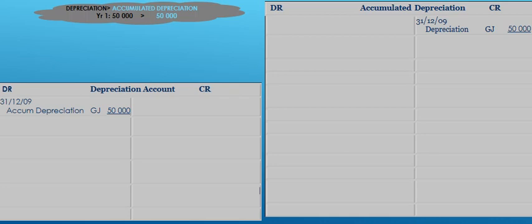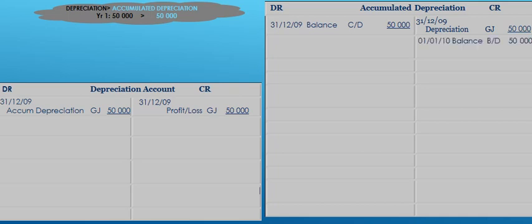Immediately, the depreciation expense account at the end of 2009 will be closed off to profit and loss on the credit side, while the accumulated depreciation account will be closed off by determining the balance carried down on the debit side, which must be carried over to the credit side as opening balance in 2010.